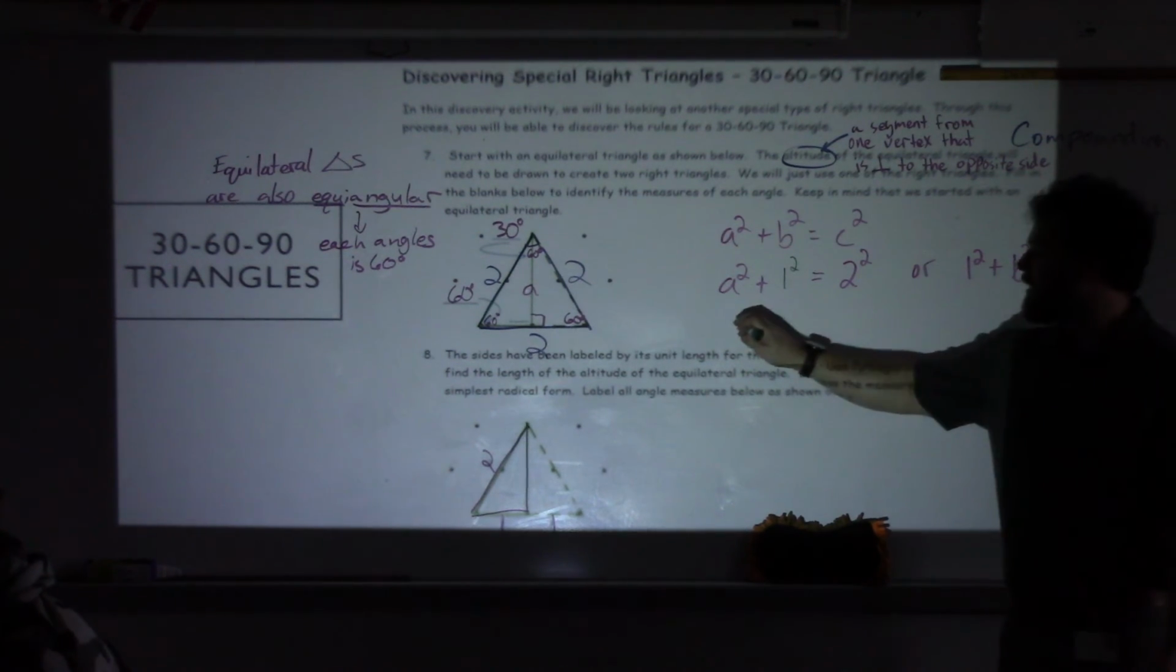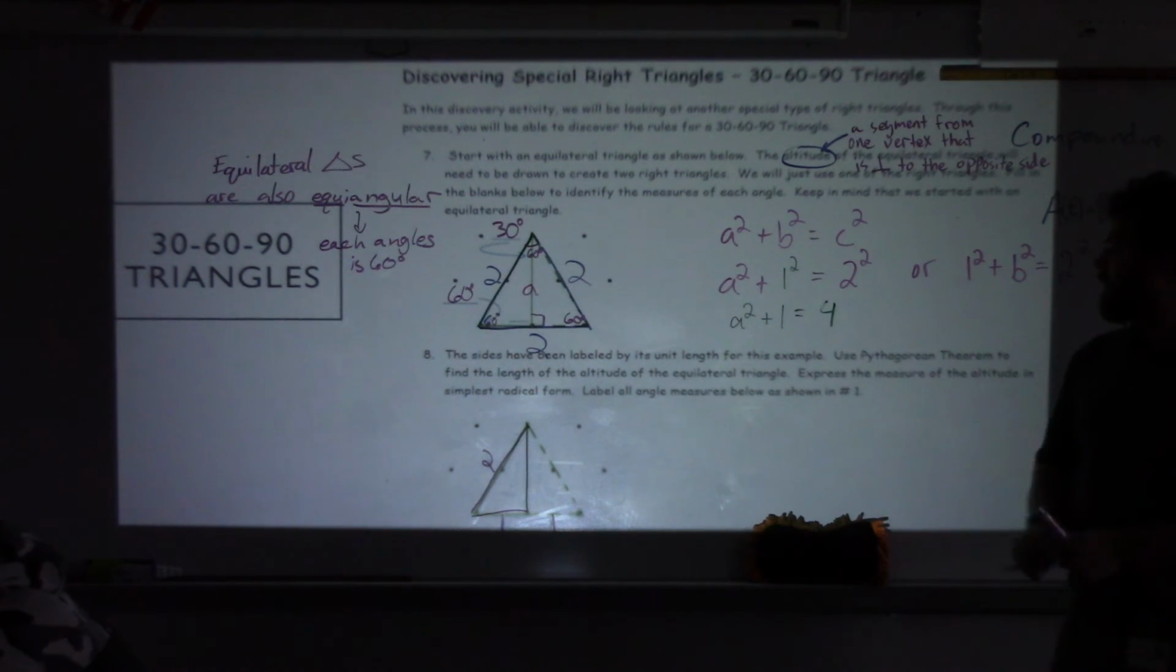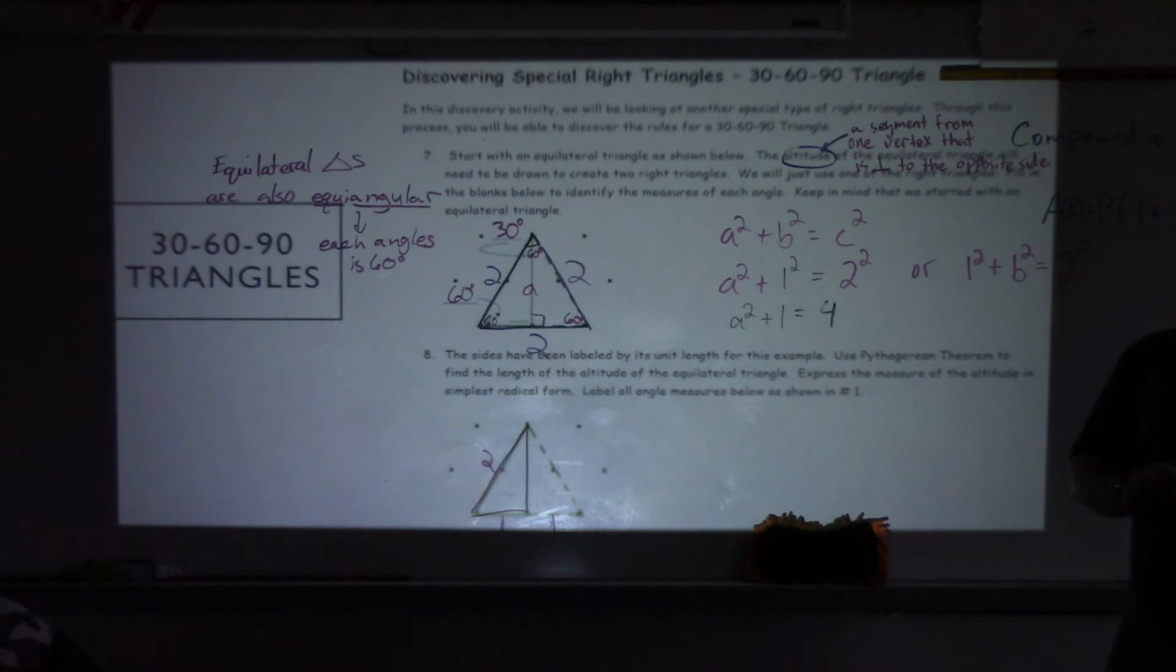And I think most of us already did this, so I'm going to go ahead and go. A squared plus 1 is equal to 4. Now what would I do to solve this equation? You would do minus 1.